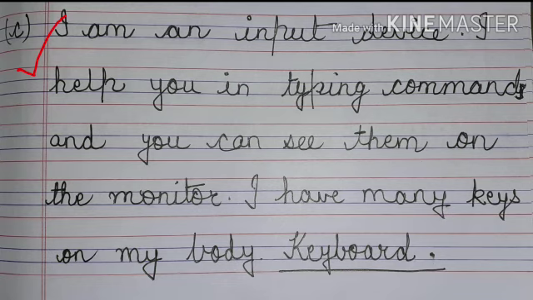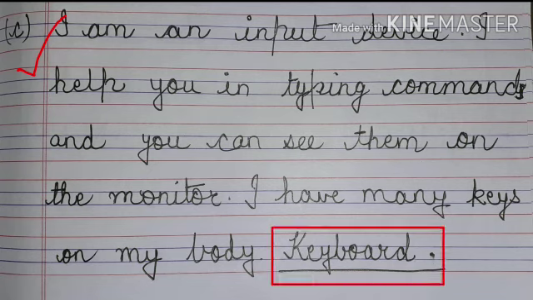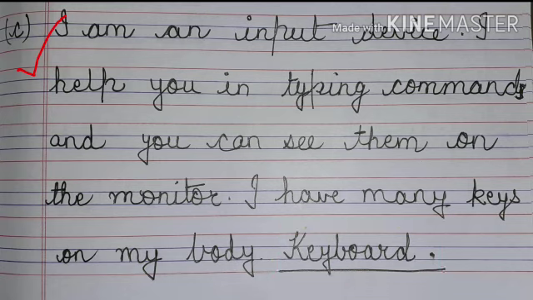Now the next is the C point. I am an input device. I help you in typing commands and you can see them on the monitor. I have many keys on my body. Now children, you have to guess what the answer can be. It has multiple keys on its body. The answer is keyboard. Yes, you all are right. With the help of the keyboard we can type on the computer.